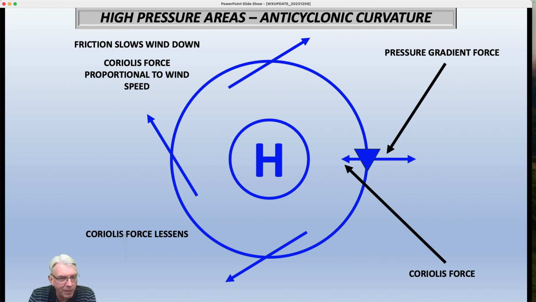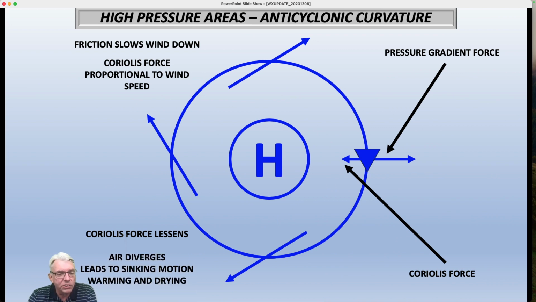They're no longer completely balanced, and so the air is diverging or spreading out from the high, and when air diverges, it leads to sinking motion because the air is going apart here, so something has to come in to replace it, so the air sinks and it warms up and dries out. And that's why areas of high pressure are associated with fair weather and pretty nice conditions overall. So that's the high. That is anticyclonic curvature. And again, the winds end up diverging away from the high.